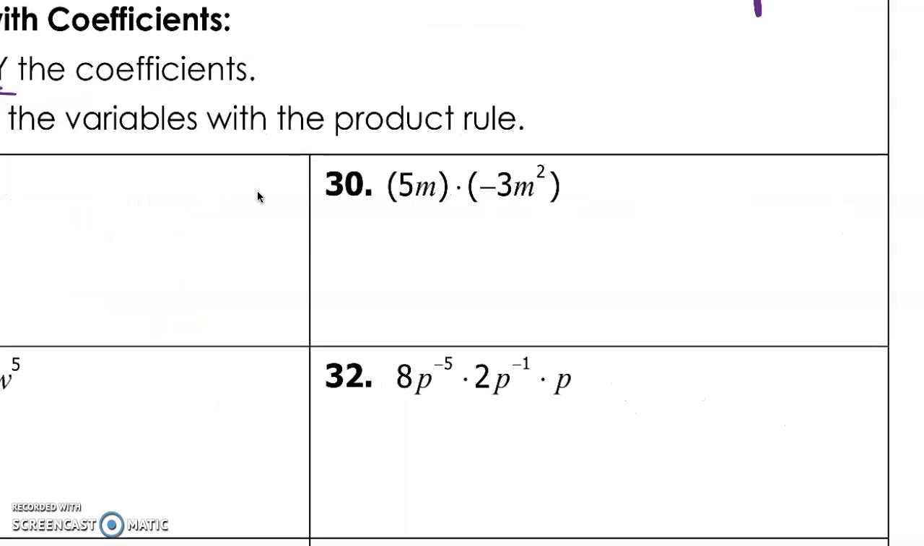So number 30, 5 times negative 3 is negative 15. So then those go away. Those are your big numbers. Your small number would be 1 plus 2, so negative 15, m to the third. A lot of people think that means it goes to the bottom, but it does not because it's a negative coefficient, not a negative exponent.